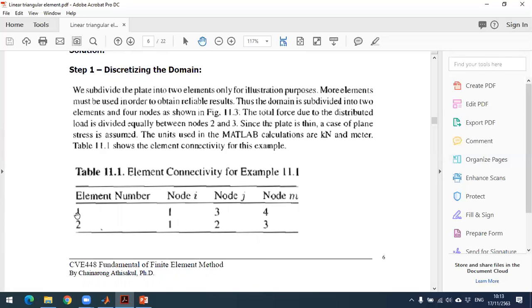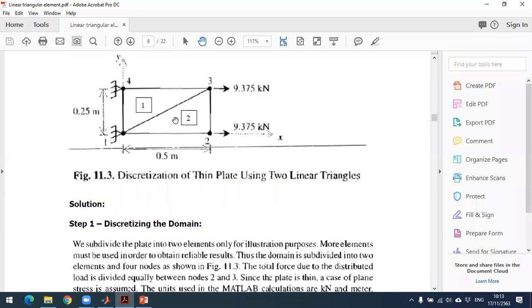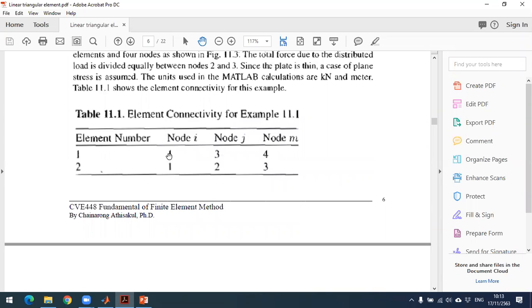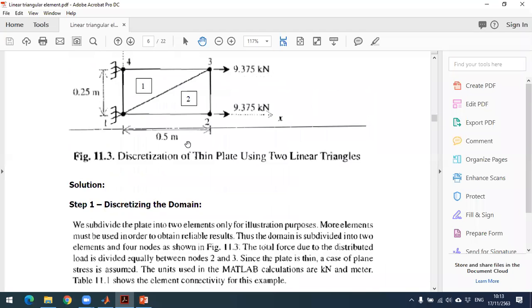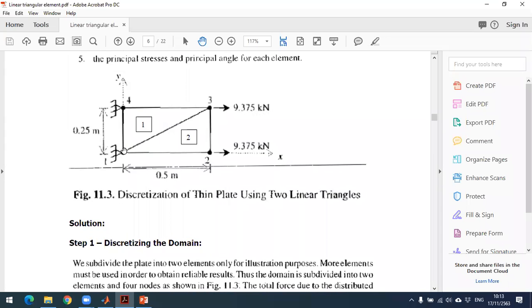After that, we identify the element nodes. For element number 1, going counterclockwise, we have node I, node J, node M. Node I for element number 1 is node number 1. Node J for element number 1 is node number 3, and node M for element number 1 is node number 4.